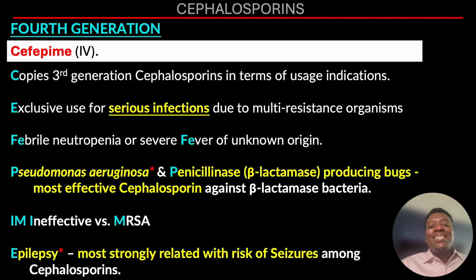My mnemonic for cefepime is C, that it copies the third generation cephalosporins in terms of when would you use these antibiotics. E for exclusive, we try to reserve these antibiotics for serious infections. The FE for cefepime is for febrile neutropenia and fever of unknown origin that is severe. The P in cefepime is for Pseudomonas aeruginosa. It's good against Pseudomonas, and also it is the most effective against penicillinase or beta-lactamase producing bacteria. The IM is for it is ineffective against MRSA, and the E in cefepime is for epilepsy. Of all the cephalosporins, cefepime is most strongly related with seizures.